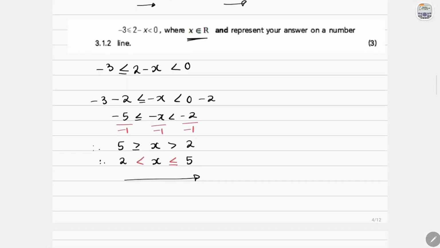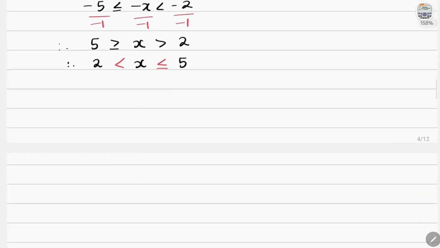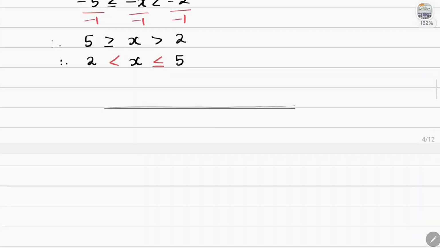They also said represent it on a number line. So let's do that. Okay, so we'll draw down a number line and you can write 2 and 5. You don't really have to put other numbers, okay?